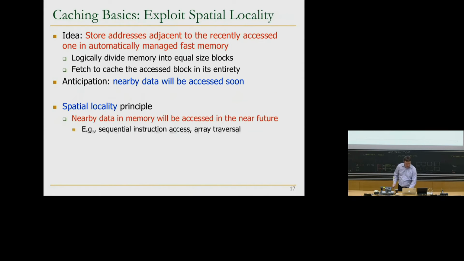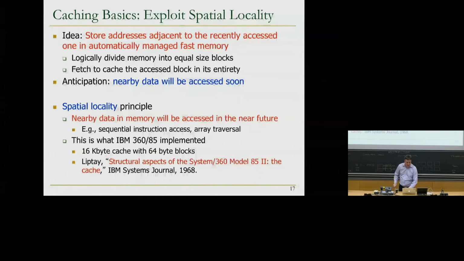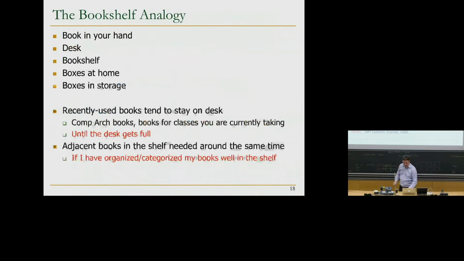So this is the spatial locality and the things. So once again, nearby data in memory will be accessed in the near future. And the temporal locality is the ones that you once accessed will be used again and again.